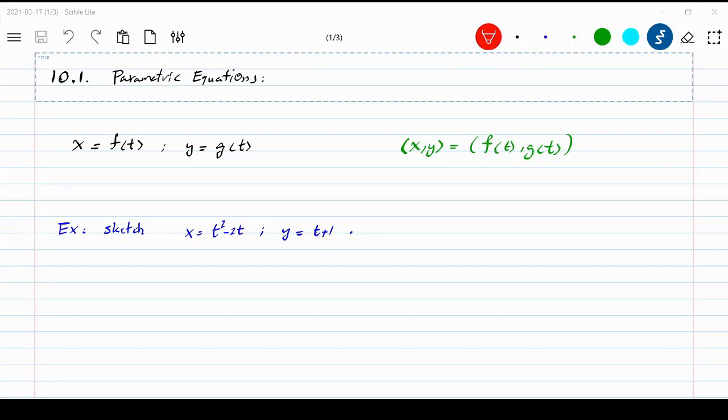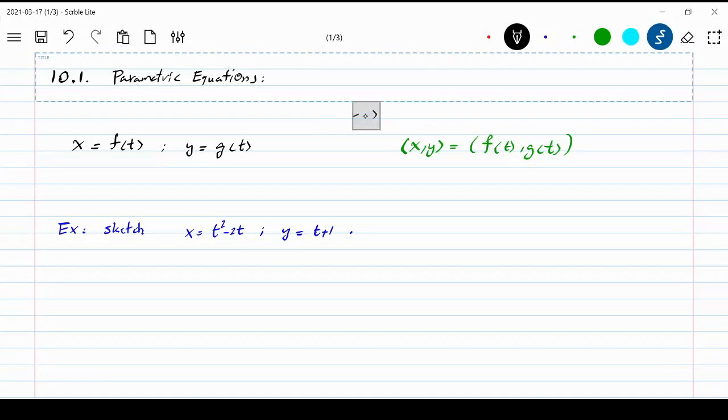Welcome back. Today we're going to start chapter 10, Parametric Equations. The idea for this chapter is basically that not always do you have equations of functions in terms of, let's say, y equal to f of x. Not always is this possible, but sometimes you have curves that you can rewrite in terms of an extra variable.